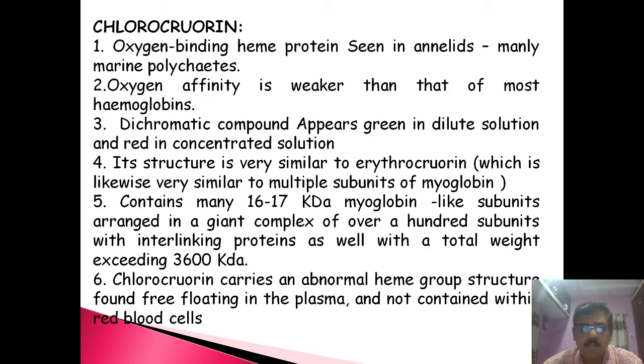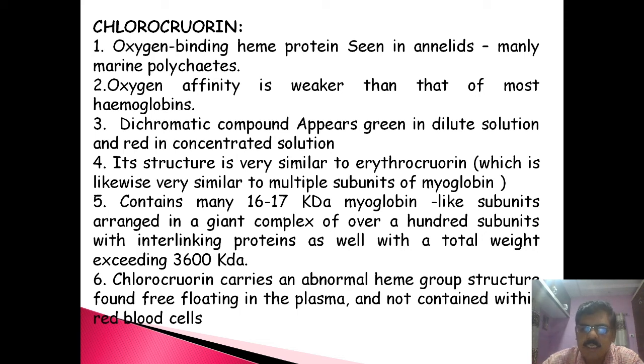Then the next iron-bearing respiratory pigment is chlorocruorin. It is an oxygen-binding heme protein seen in annelids, mainly the marine polychaetes, and the oxygen affinity of this pigment is weaker than that of most hemoglobins. It is a dichromatic compound and appears green in dilute solution and red in concentrated solution. Its structure is very similar to erythrocruorin, which is likewise very similar to multiple subunits of myoglobin.